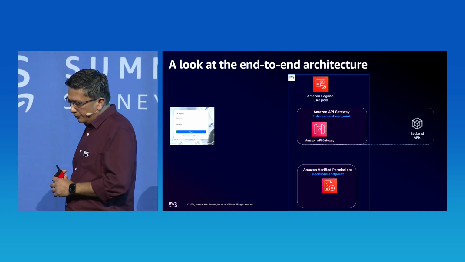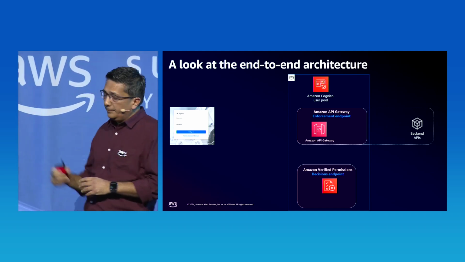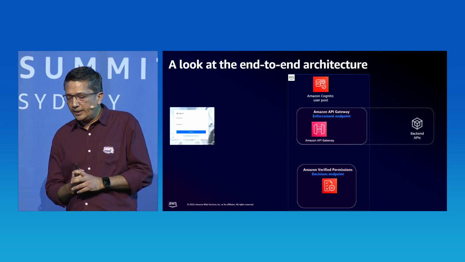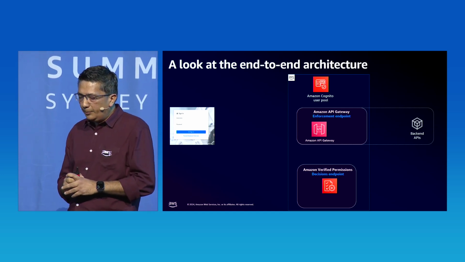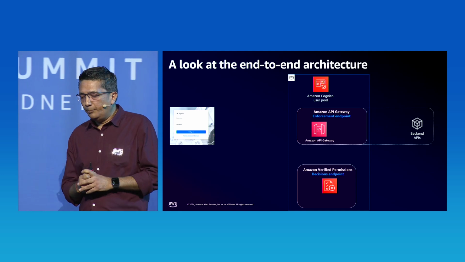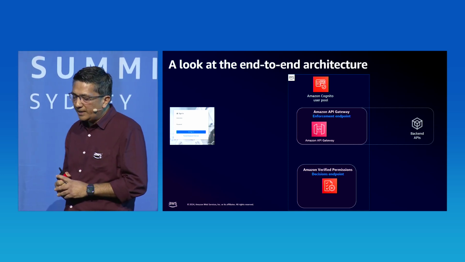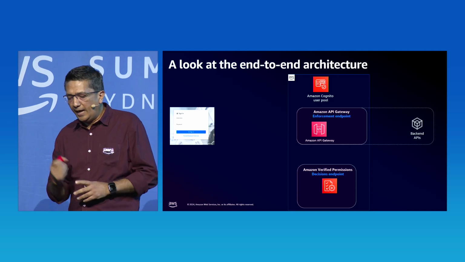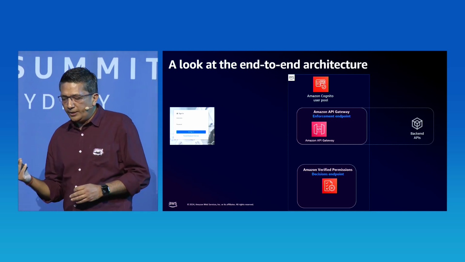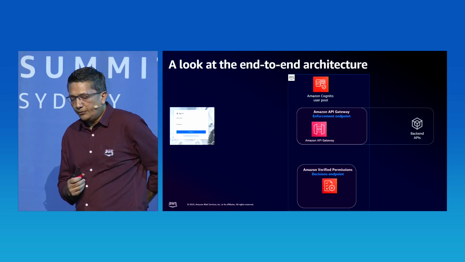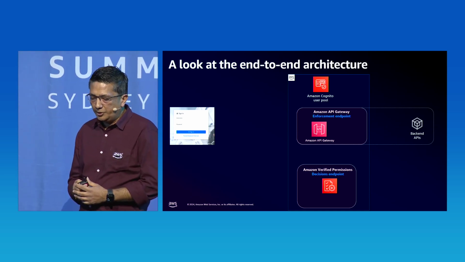Here, I have the veterinary clinic portal on the left-hand side. I have backend APIs for this veterinary clinic application on the far right-hand side. In the center, I have API Gateway, which acts as an access point for the backend APIs. At the top, I have Amazon Cognito, which acts as my identity provider. And as you saw in the demo, everything starts with users authenticating themselves. At the bottom, I've got Verified Permissions, which acts as my authorization engine.